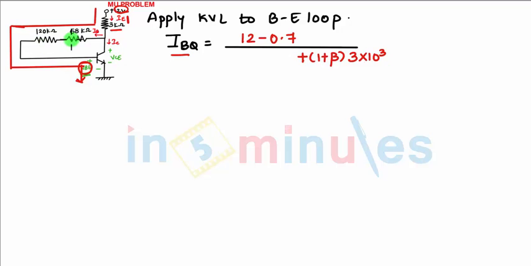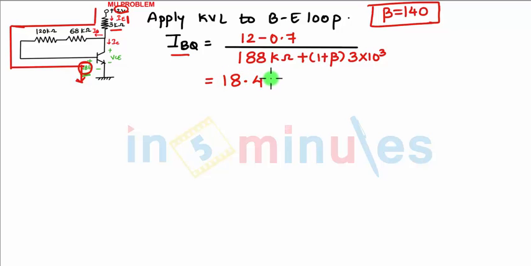Then 120 and 68 are both in series, so we can add them and write the total resistance as 188 kilo ohms, right? The value of beta given in the question is 140. When you substitute this, you should get IBQ as 18.494 microampere. So you got the value of IBQ.